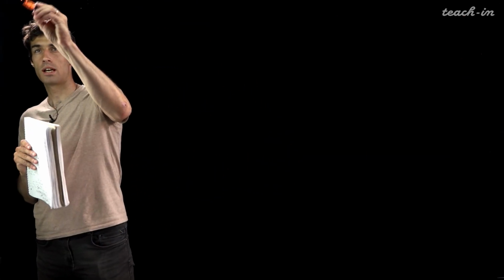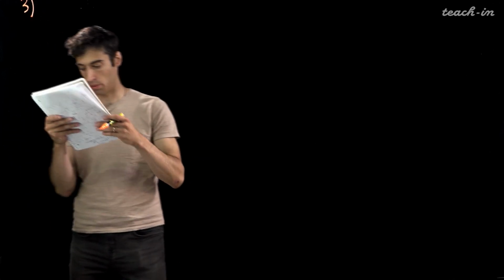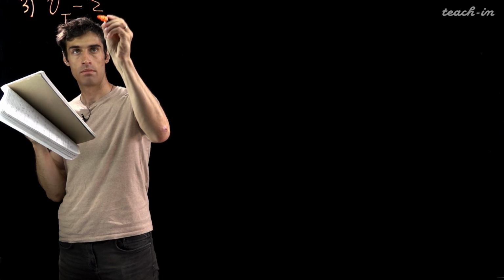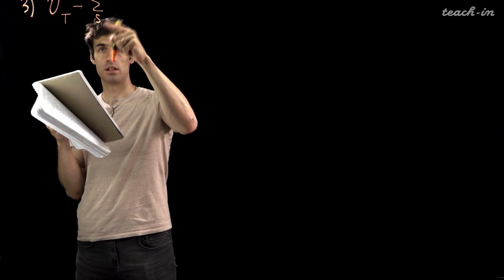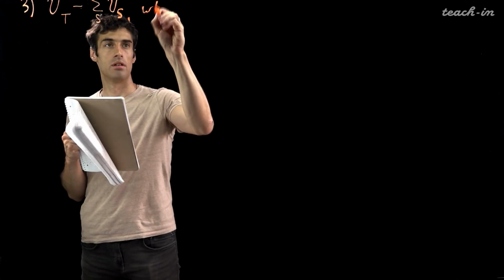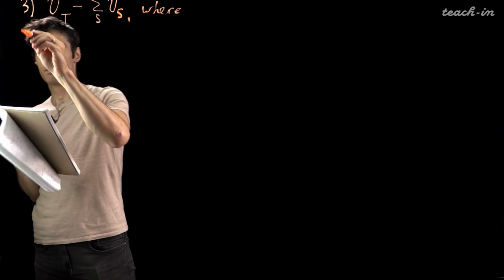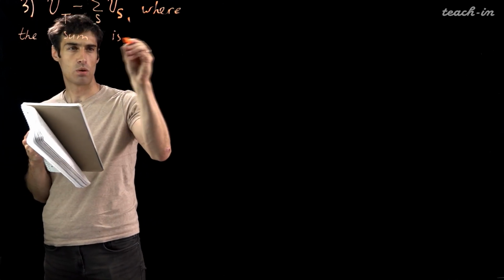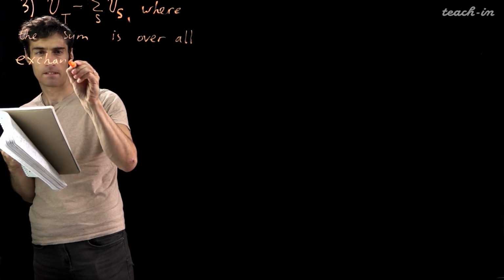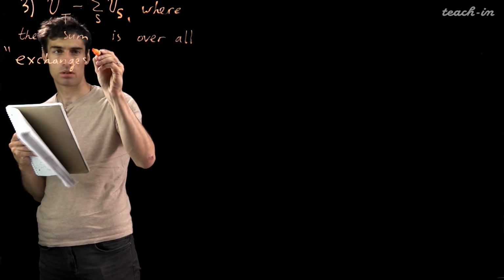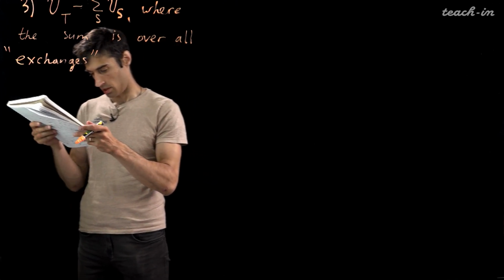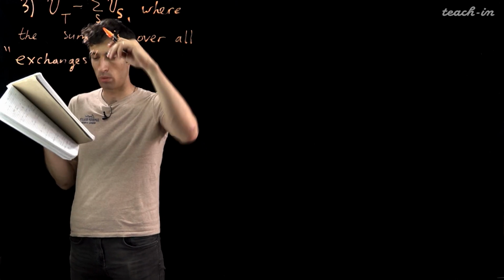And this is not it. So I promised you 3 types, and type 3 is all vectors of this form: Vt minus the sum over some other Young tableaus Vs, where the sum is over all exchanges, so let me put it in quotation marks, and I will need to explain what an exchange is. But an exchange is some operation with the Young tableau.